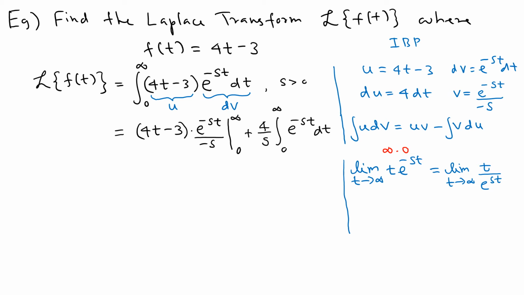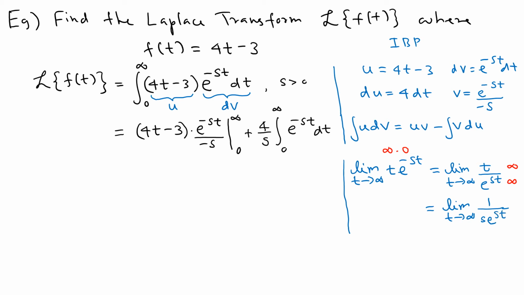Everything looks good. Now you can see when t goes to infinity, this goes to infinity, that also goes to infinity. It's an infinity over infinity situation, that's a L'Hôpital's rule situation. So we can take the derivative of the top and bottom. If you take the derivative of the top, it is simply 1. If you take the derivative of the bottom, you can see that s acts as a constant, so this is going to be s times e to the st.